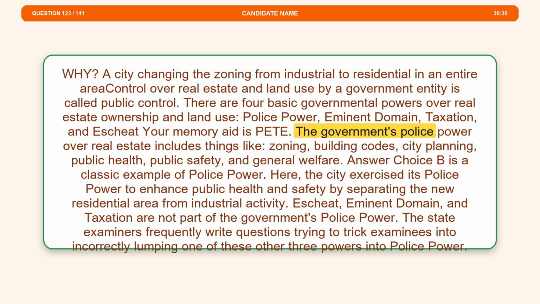The government's police power over real estate includes things like zoning, building codes, city planning, public health, public safety, and general welfare. Answer choice B is a classic example of police power. Here, the city exercised its police power to enhance public health and safety by separating the new residential area from industrial activity. Escheat, eminent domain, and taxation are not part of the government's police power. The state examiners frequently write questions trying to trick examinees into incorrectly lumping one of these other three powers into police power.